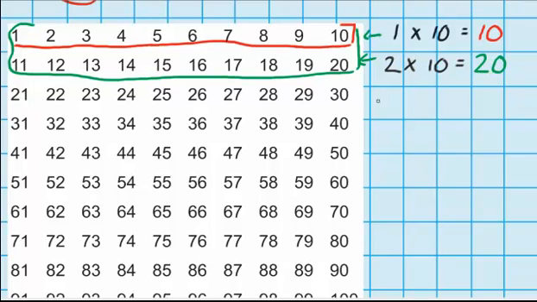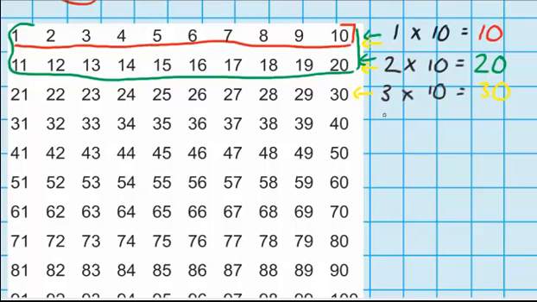Let's try and work out what 3 groups of 10 is. This time I'm going to use yellow. So if we've got one group of 10, 2 groups of 10, 3 groups of 10 is 30. Now hopefully you're starting to see a bit of a pattern, but let's just do one more to make sure.